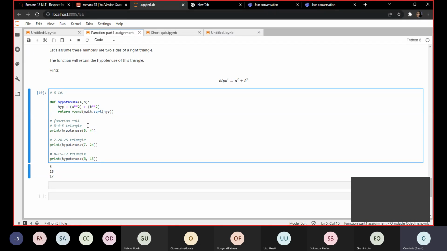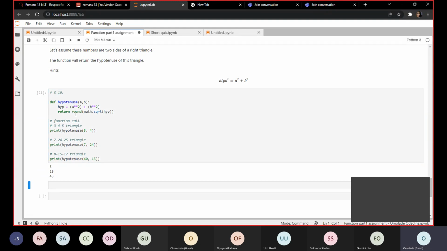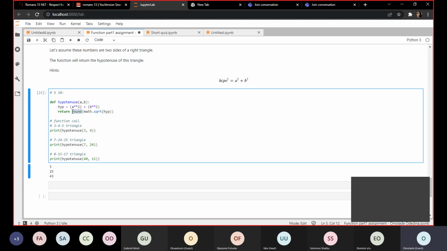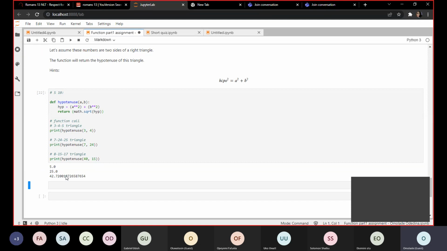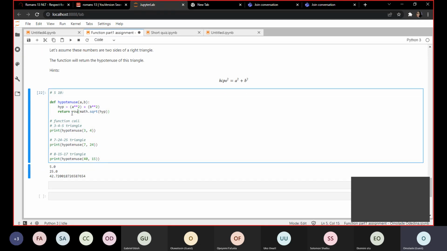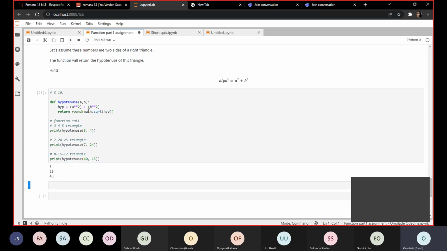Let us say I print, maybe I do 40 in this one now. Because I've already rounded it up, let me remove round. I don't know if 40 and 15. So you see, this round function here gives you an integer number, just like that.